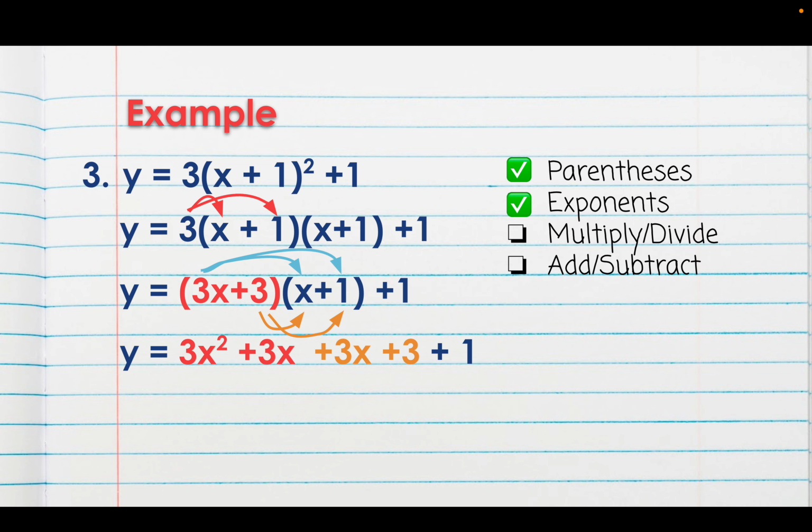I'm going to combine all of my like terms. I see a 3x plus 3x, and I see a 3 plus 1. So that gives me 3x squared plus 6x plus 4. And that's all I have to do. I am all done. So that is how we're going to convert from vertex form to standard form so that I can see both my vertex and my y-intercept.